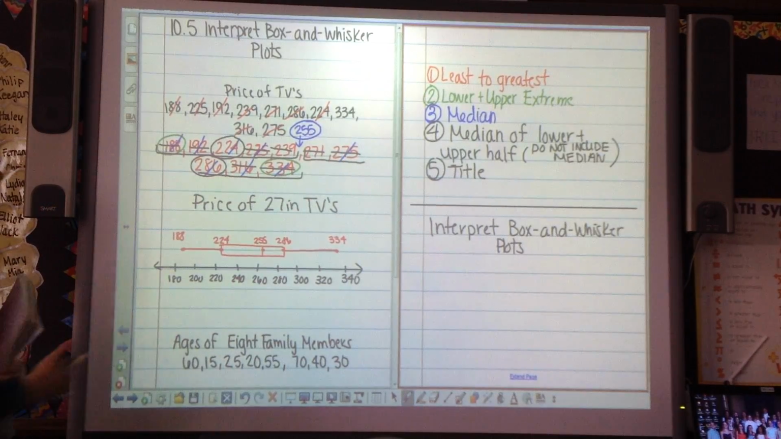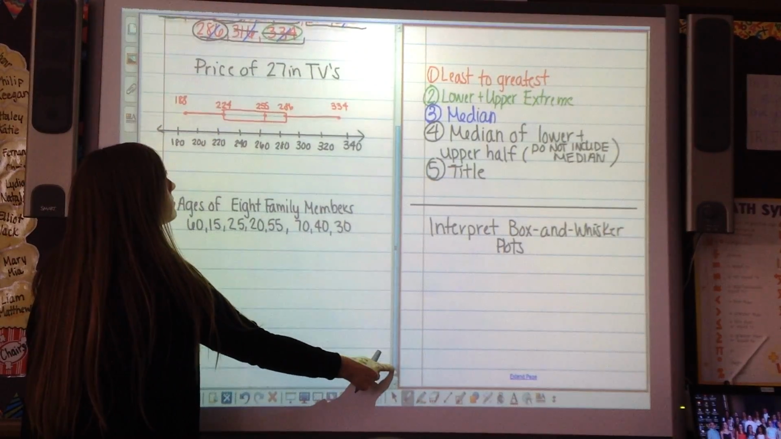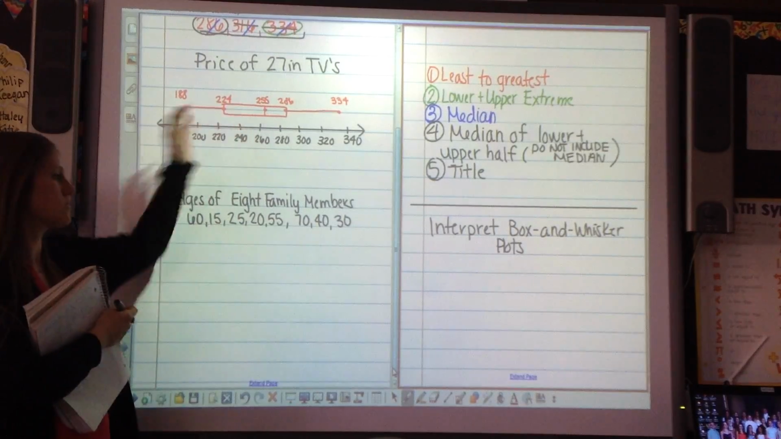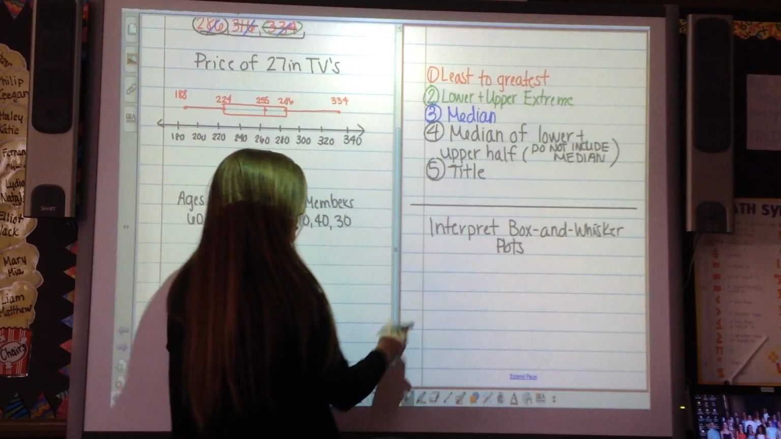So when you're looking at, I'm not looking at this set of numbers, I'm just looking at the box and whisker plot. Pretend you weren't given those set of numbers up there. You were just given this graph. Looking at this graph, I'm thinking of measures of central tendency. I can figure out the range.